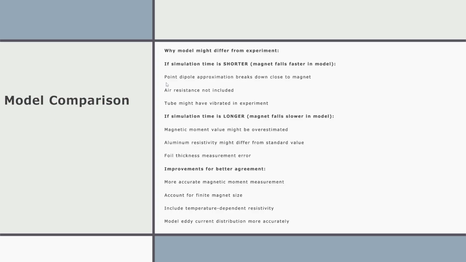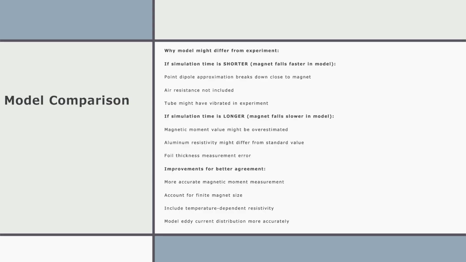And then why the model might differ from the experiment. If the simulation time is shorter, the magnet falls faster in the model. So point dipole approximation breaks down close to the magnet, air resistance isn't included, and the tube might have vibrated in the experiment. If the simulation time is longer, then the magnetic moment value might be overestimated. Aluminum resistivity might differ from the standard value, and then there might be an error in the foil thickness measurement.